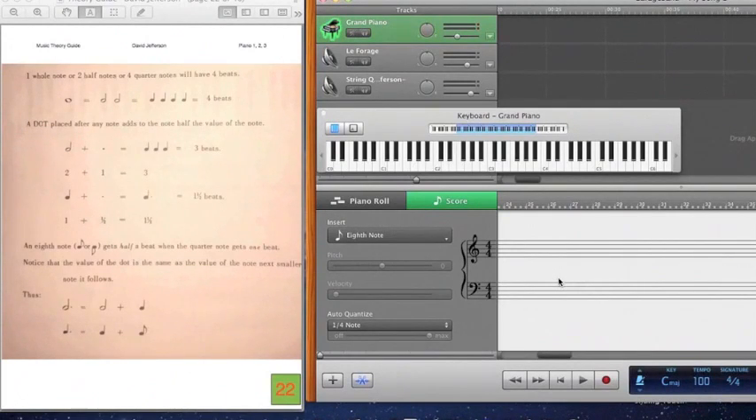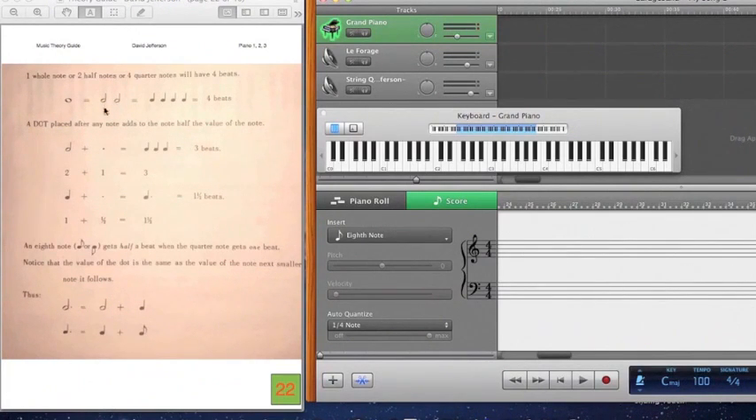Chapter 2.6 Dots. We're going to take a broader approach and take a look at how dots work in music. Starting off, we have one whole note right here, which is 1, 2, 3, 4 beats. Also, it can be two half notes, 1, 2, 3, 4, or four quarter notes, 1, 2, 3, 4, all equaling 4 beats. A dot placed after any note adds to the note half the value of the note.